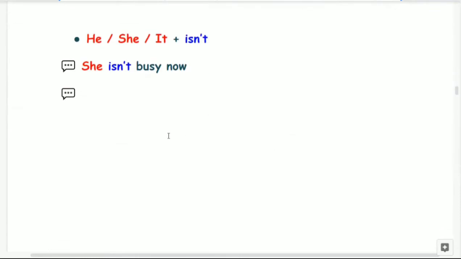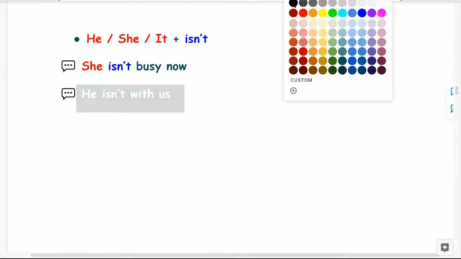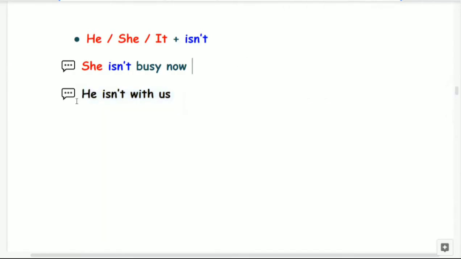Oğlan üçün deyək, o bizimlə deyil. O deyil. Yəni ki, he isn't. Bizimlə with us. He isn't with us. Təbii ki, kişi olsa, qadın olsa, she isn't with us. With us, okay? He isn't with us.